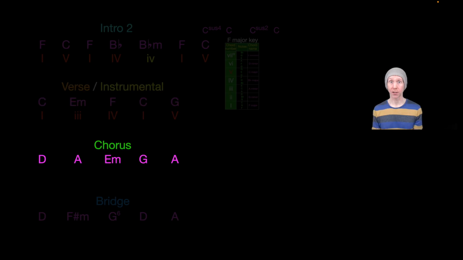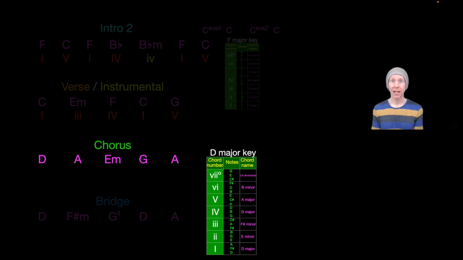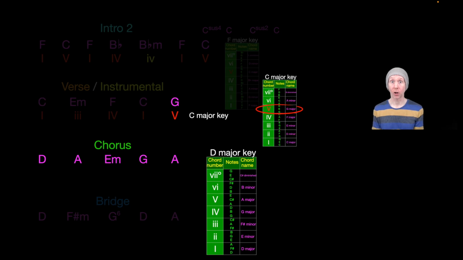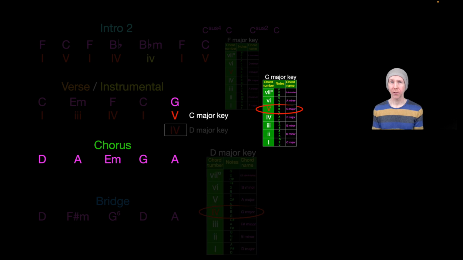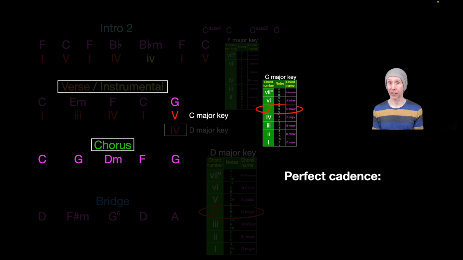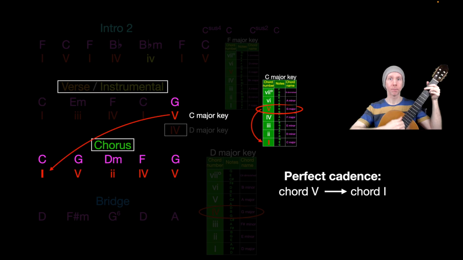Next, we have the chorus, where once again we change keys, this time moving up to D major. Our pivot chord is the final G major chord, which is both chord 5 of the C major key and chord 4 of the D major key. Now, the first time anyone hears this song, they will naturally expect a perfect cadence, chord 5 to chord 1, which would keep us in the key of C major for the chorus.